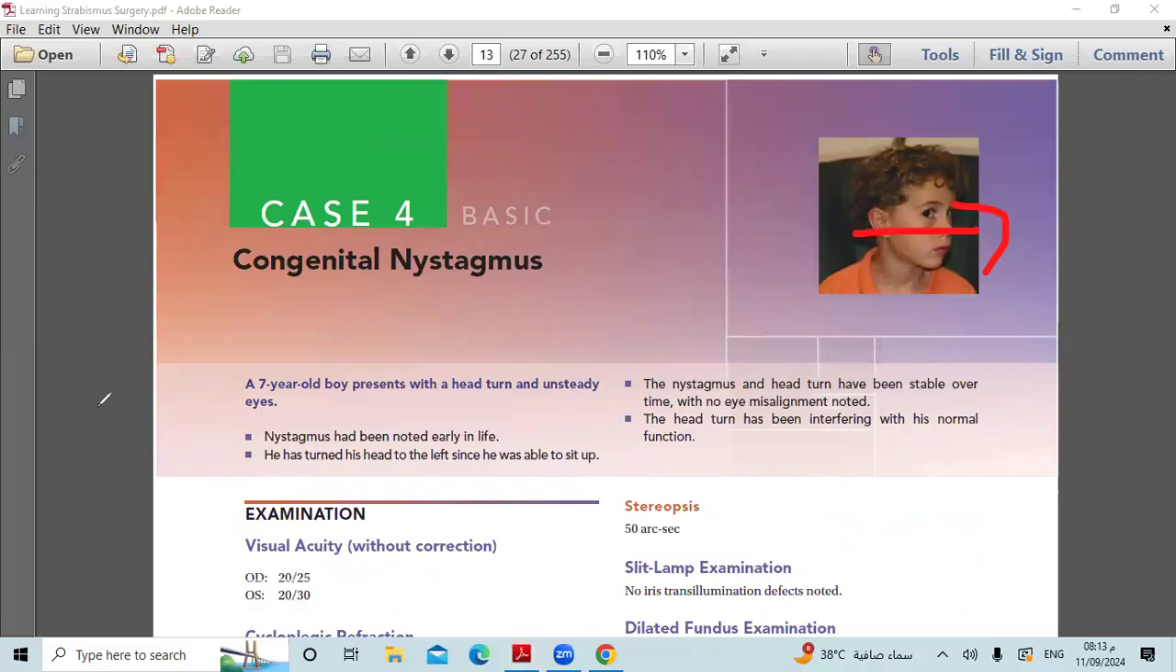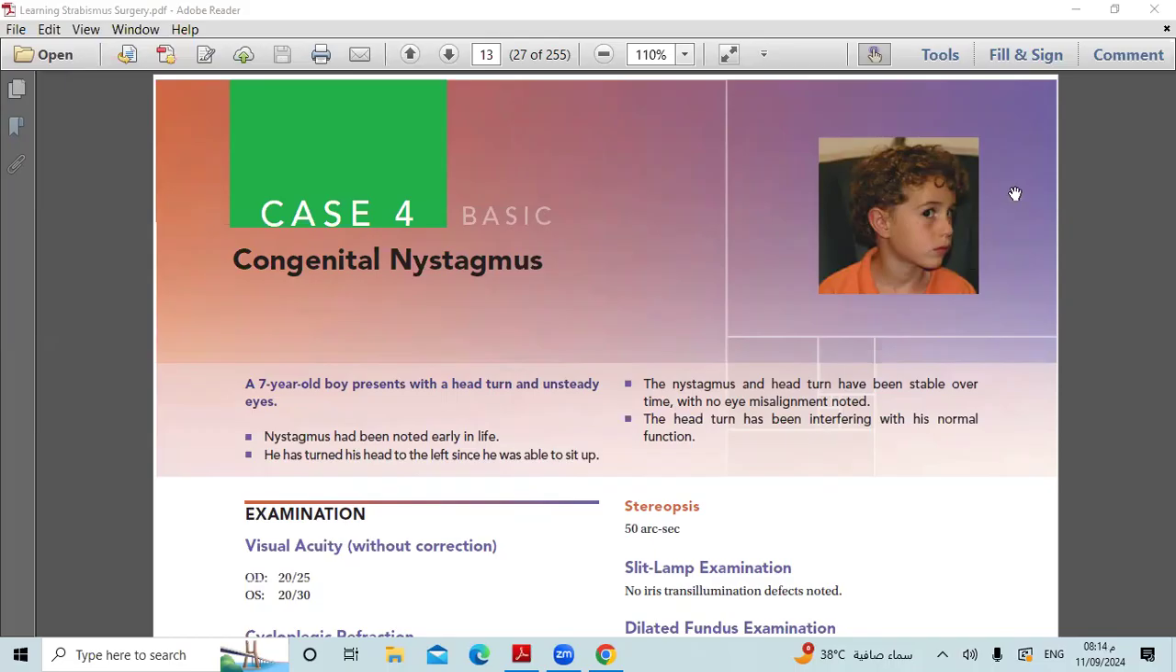So we should do a weakening procedure for the right lateral rectus and a strengthening procedure of the right medial rectus, and inversely in the left eye. Yes, with some consideration of the degree of the head turn, you can use the tables. You can find them in the American Academy, and also in Kenneth Wright. You can find it easily in any book.